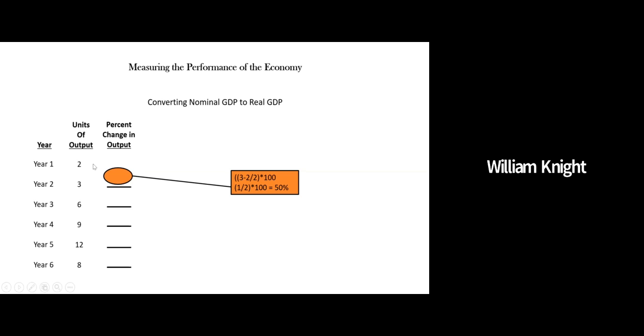Now, the percentage change in output from year 1 to year 2 is the new value, 3, minus the old value, 2, divided by the old value, 2. Now, here's that 3 minus 2 divided by 2. And we multiply that by 100. And this, of course, 3 minus 2 is 1. So that's 1/2 multiplied by 100. That's 50%.